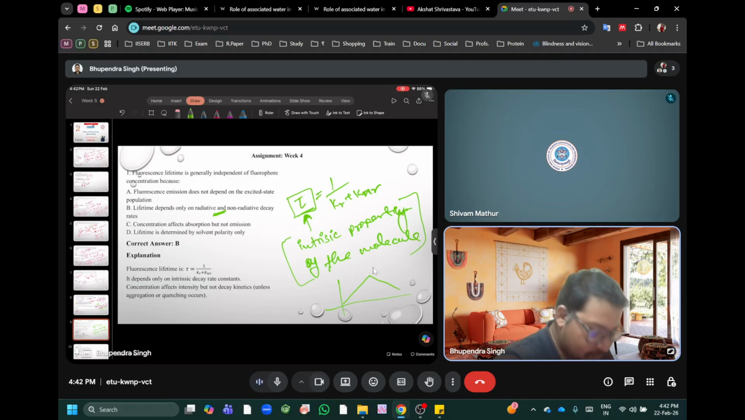Lifetime is determined by the solvent polarity only. No. As I have already said, it is an intrinsic property of the molecule. So fluorescence lifetime depends only on the radiative and non-radiative decay, which is why it is independent of the concentration of the molecule. So what is the explanation? The formula is written. It depends only on the intrinsic decay rate constant. Yes, concentration affects intensity, but not decay kinetics. Yes, of course, unless aggregation or quenching occurs.